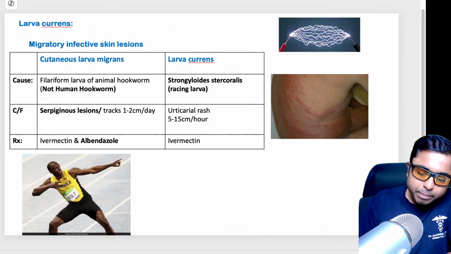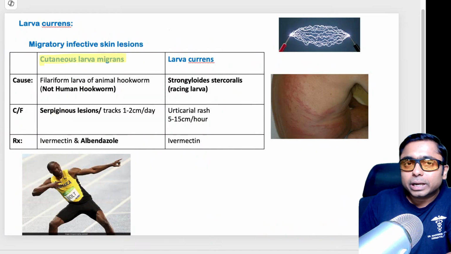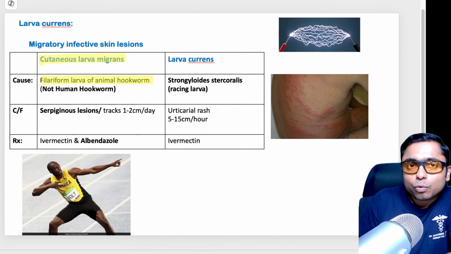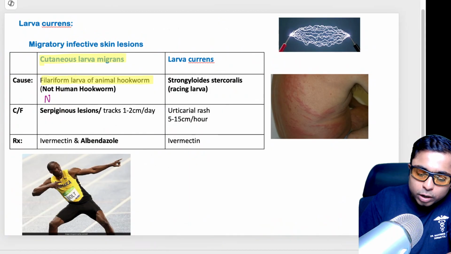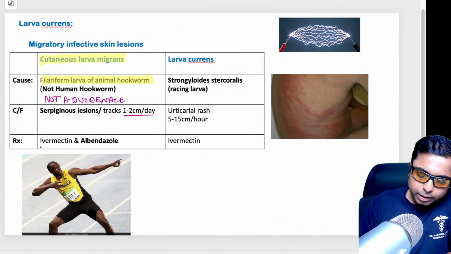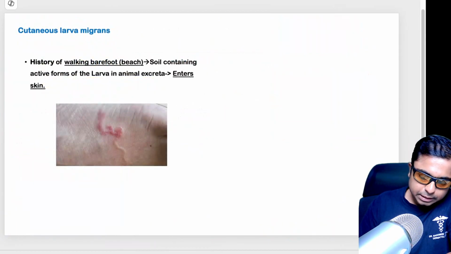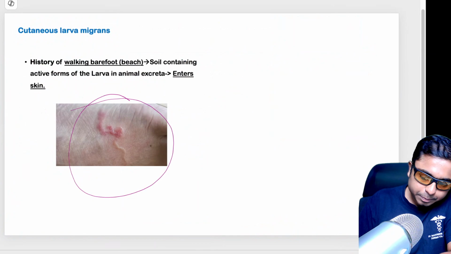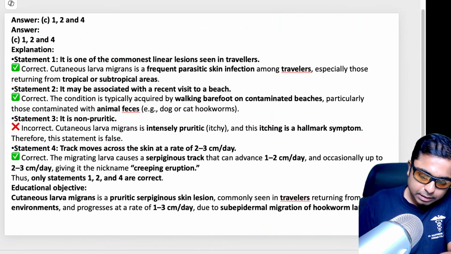So again, the same picture. Here you can see cutaneous larva migrans. Remember, it is due to the filariform larva of the animal hookworm, Ancylostoma braziliense and Ancylostoma caninum, but not due to Ancylostoma duodenale. Not Ancylostoma duodenale. This was also a question previously, so you need to remember this. And yes, the speed is 1 to 2 or 2 to 3, you can mention. This is again the treatment for this condition. Here is how cutaneous larva migrans looks. Serpiginous lesions will be seen over the body.